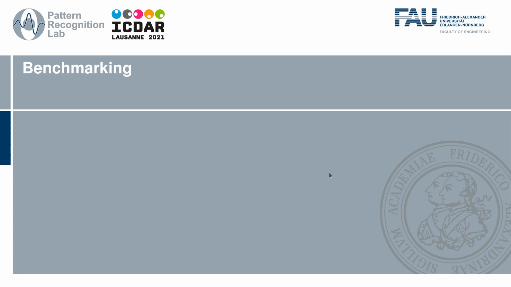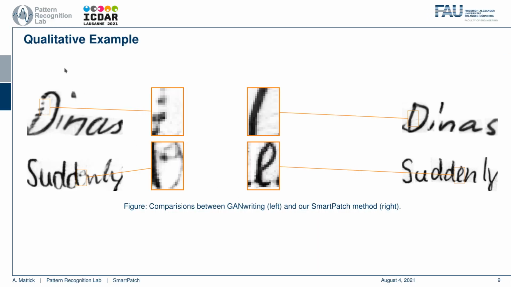Now let's look at benchmarking. First, some qualitative examples. As you can see, here on the left with GANwriting, we still have this stepping and this shallow E, and this is now missing from the SmartPatch method. So at least from this example, we can see it worked.